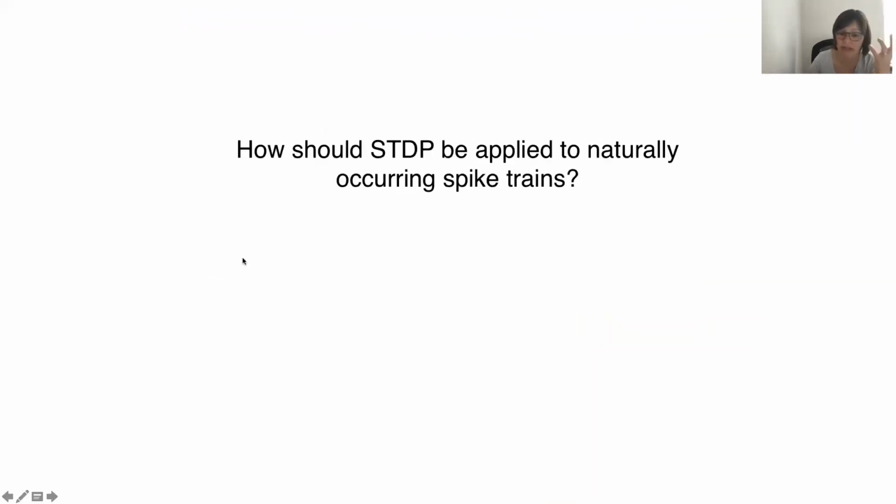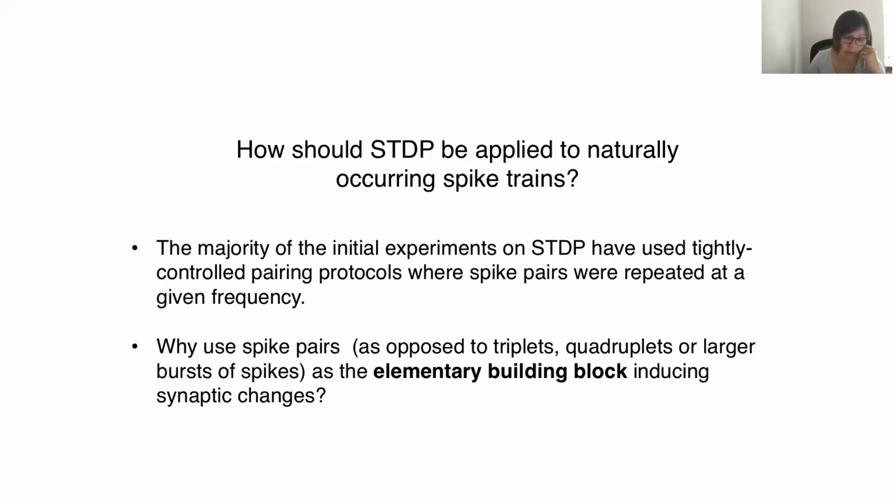So how should STDP, or this rate-based plasticity that I described before, but especially STDP, be applied to naturally occurring spike trains? So, in adult or in development, what really goes on? Are these rules really operating under the hood, or is there some other more complex learning rule that uses these more naturalistic spike patterns? The majority of the STDP rules have used these classical pairing protocols, but why should pairs of spikes be the elementary building block of synaptic plasticity?